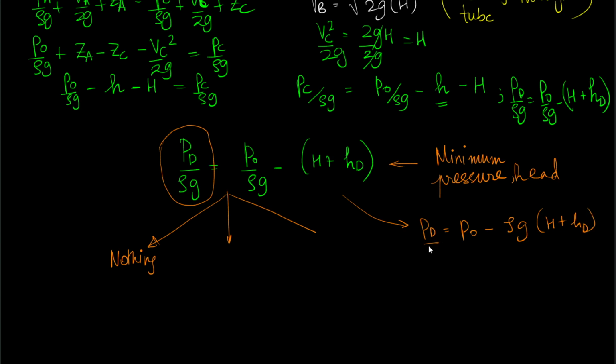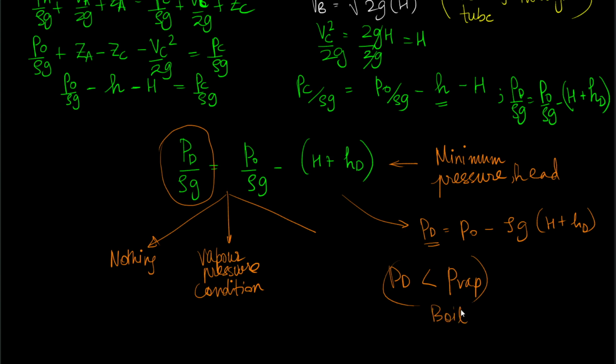So what can happen is the pressure can fall below the vapor pressure. The vapor pressure condition is when the pressure at the highest point falls below it. So if P_D falls below the vapor pressure, it means that the fluid will begin to boil. So in the circuit, you will have local boiling.